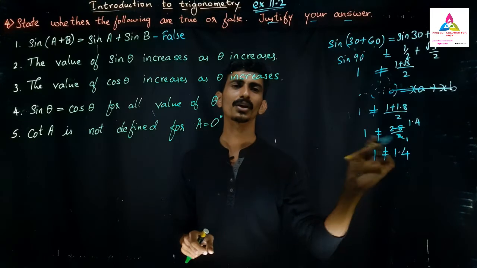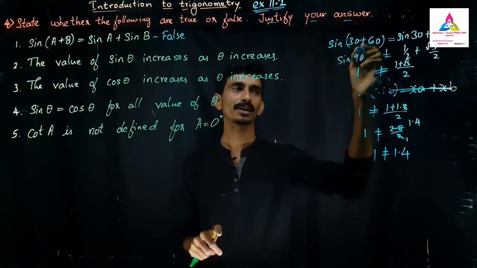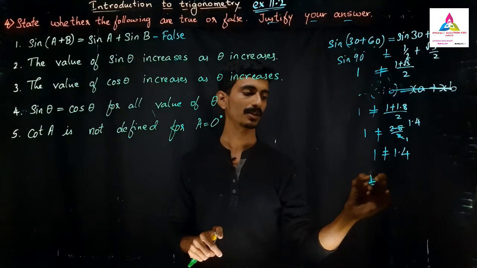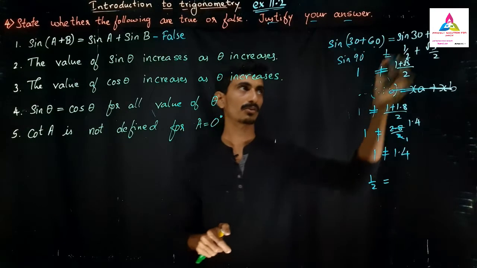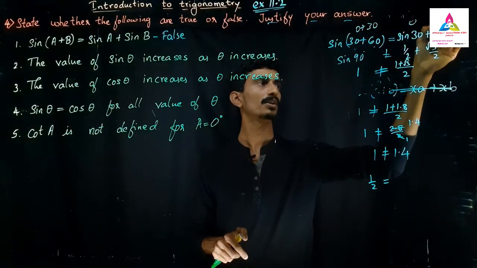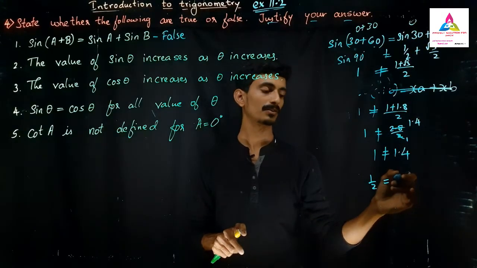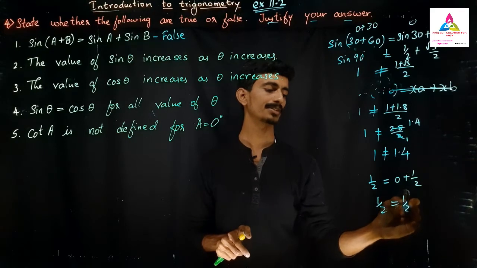If you take 0 and 30, it may be equal. Sin 30 value will be half. On the other hand, sin 0 degrees is 0 and sin 30 is half, so you can see half is equal to half. Yes, it is true, but only for that case.